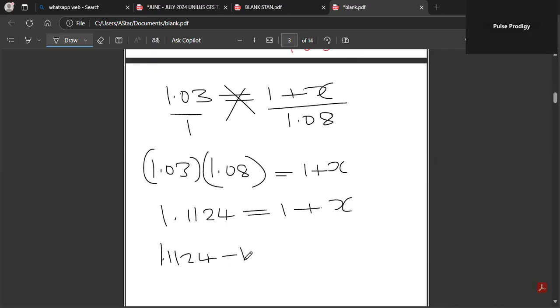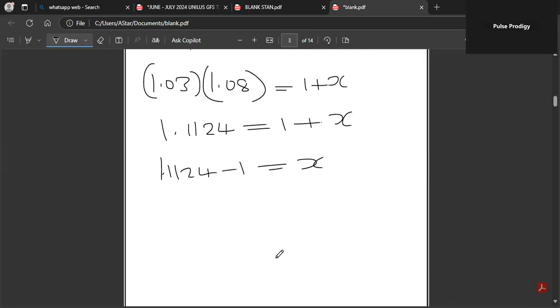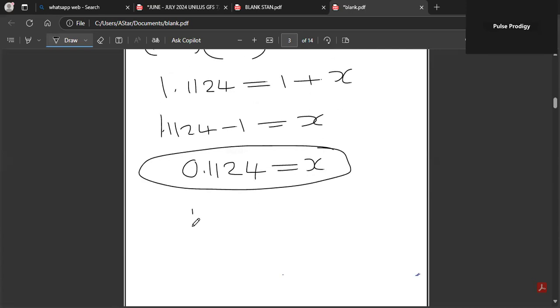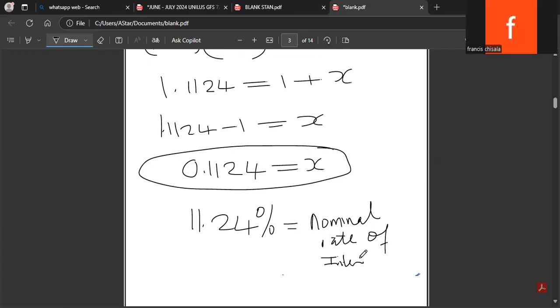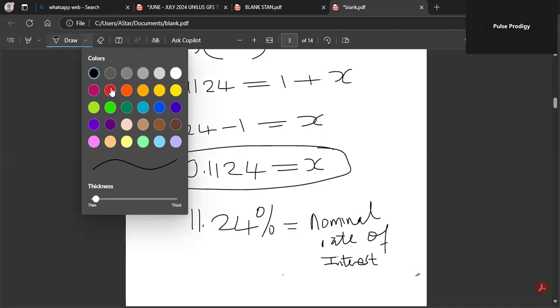1.1124 minus 1 is equal to x. So minus 1, it's giving us 0.1124 is equal to x. So here it is 11.24% is equal to the nominal rate. Nominal rate of interest. All together. I don't know if you have understood.